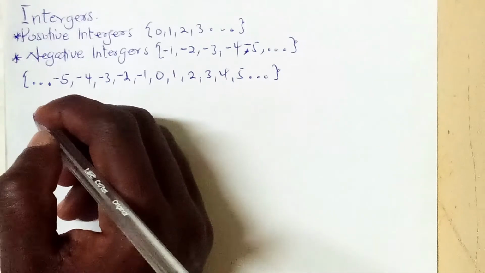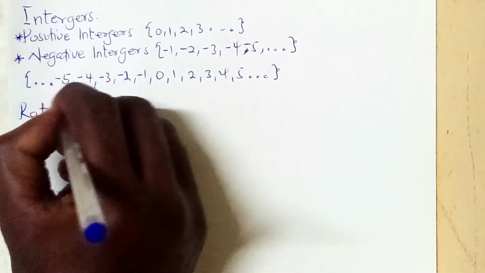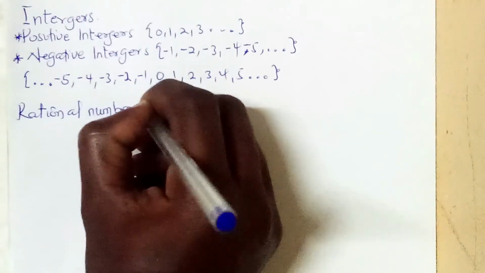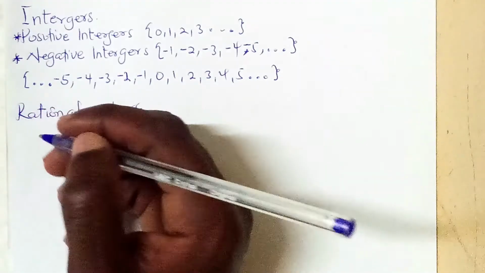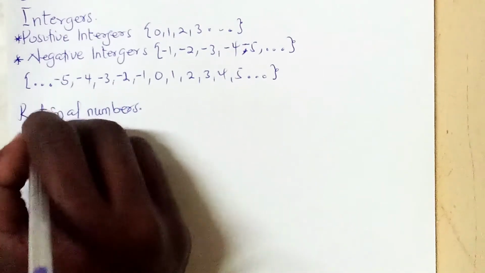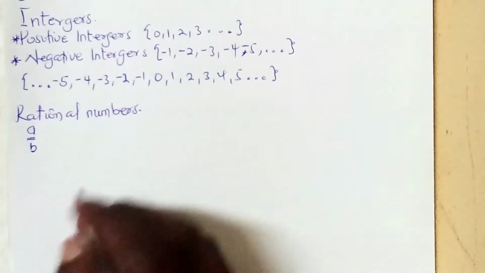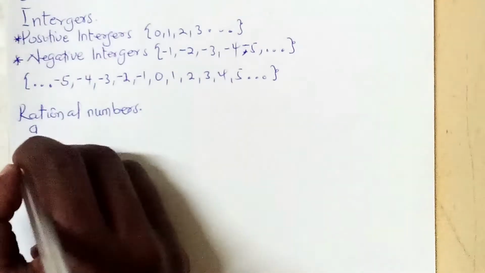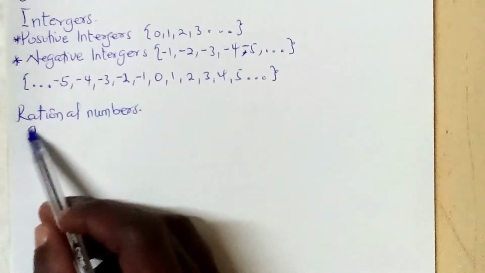Let's move on to rational numbers. Rational numbers are numbers of the form a over b. If you see any number that is in this form, it's a rational number, of which we have types. First one, we also call this a fraction. This is called a fraction.